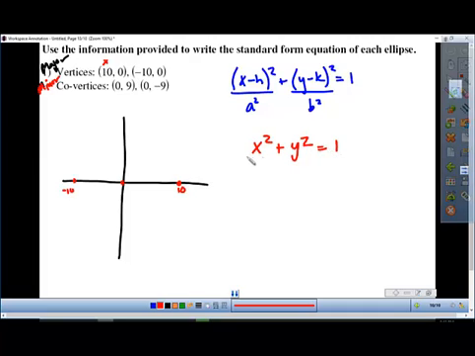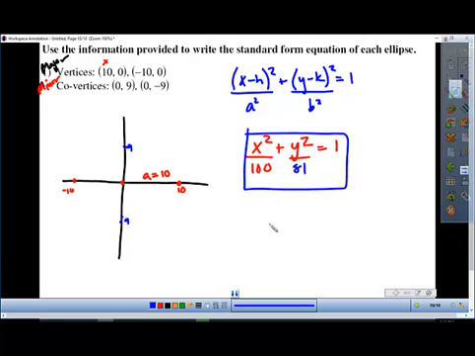Okay, now all I got to do is just come up with the denominators. So here, since this distance right here, this is my a value, which is 10, that means that a squared would be 100. Everybody understand how I got that? Okay, now the covertices are at 9. So from here it goes up 9 and goes down 9. Okay, so just a confirmation that we know that the center has got to be in the middle between those two values. So that means that this would be 81. And bam, that's how we come up with our equation. That kind of makes sense?